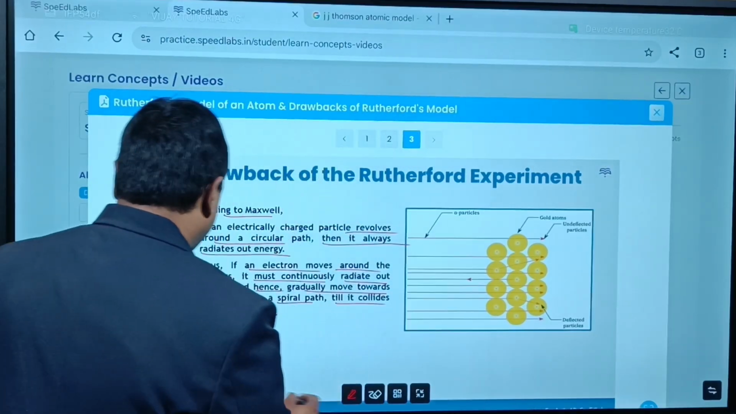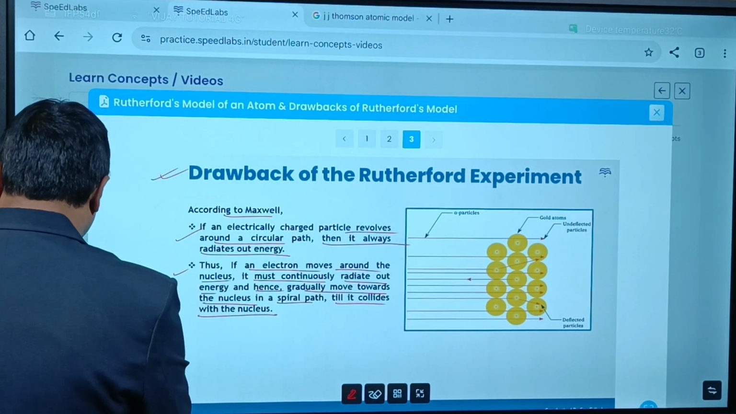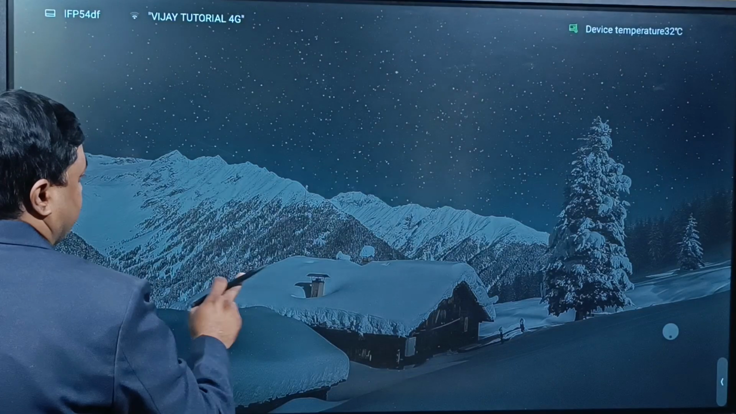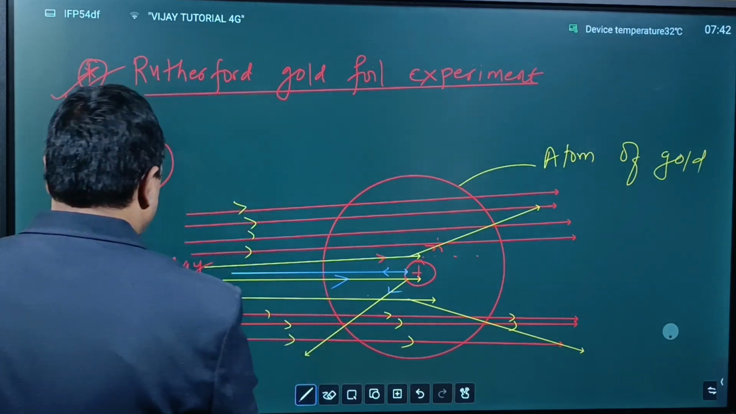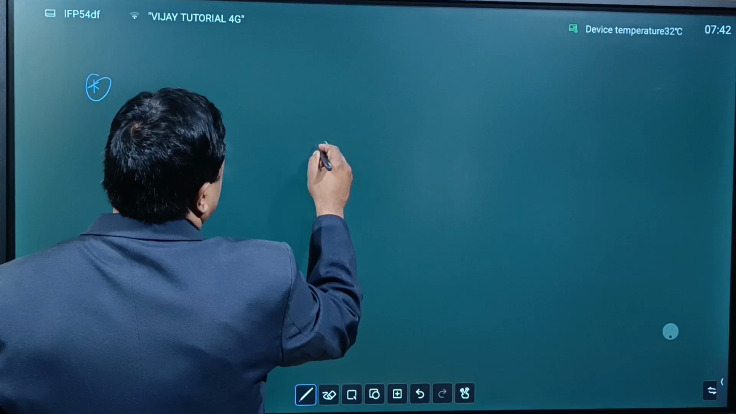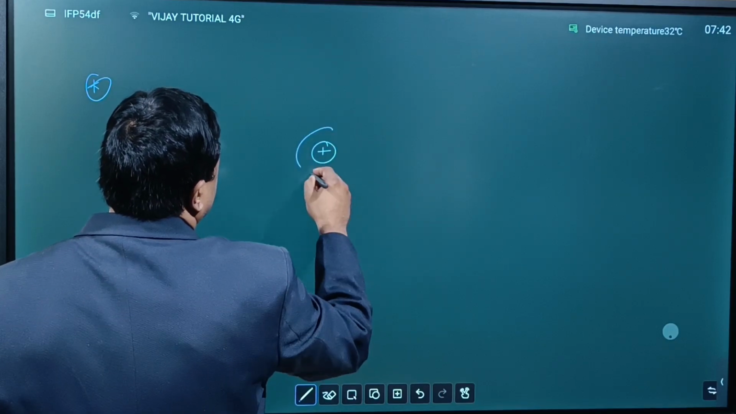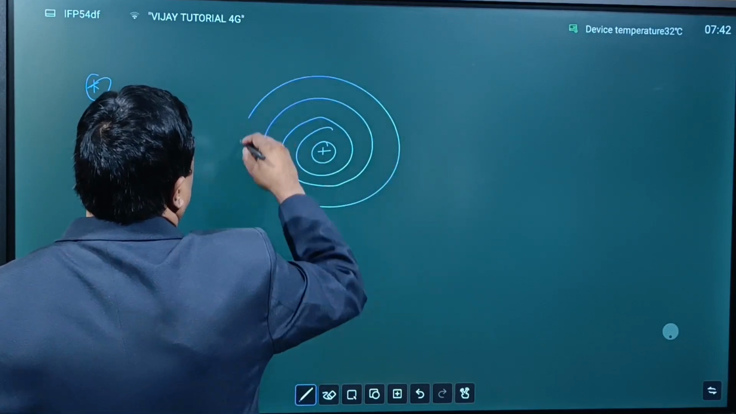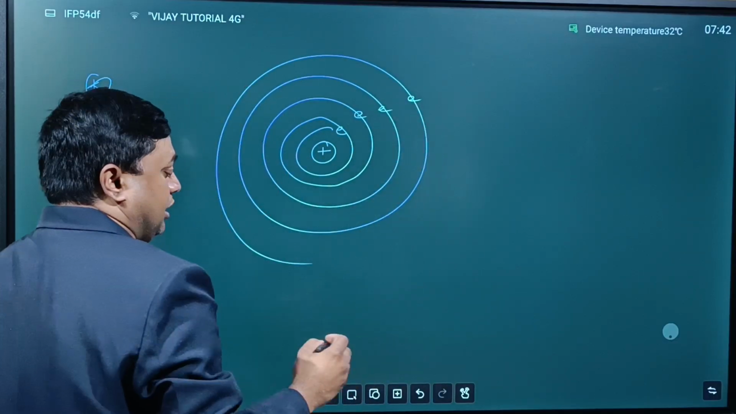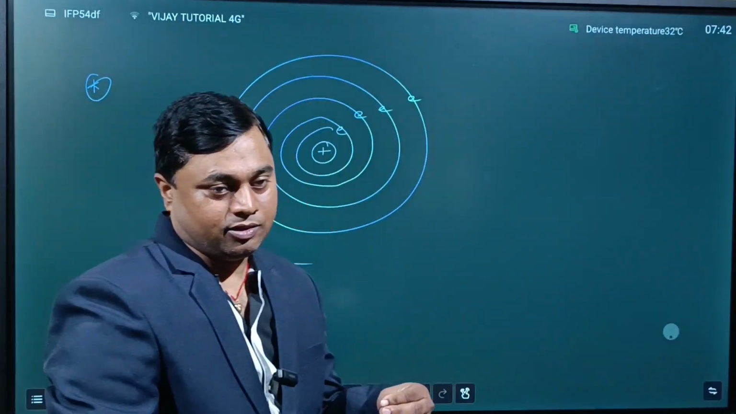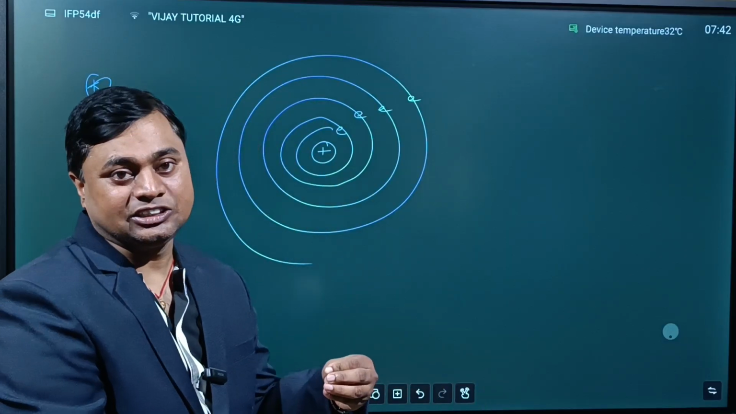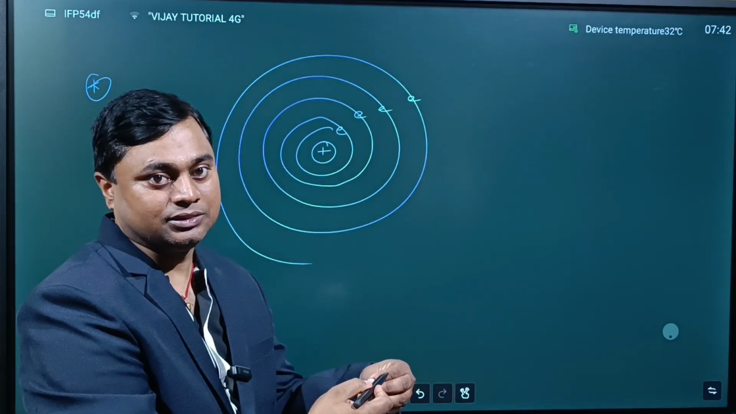Let's see what he told. Okay, try to understand. I'll explain to you. He told in his model of atom that atom contains nucleus, and electrons are revolving around the nucleus in circular path. Actually, if any particle is revolving around anything, let's take electrons revolving around the nucleus, it should lose energy or it should radiate energy, yes or no? And finally, it should collapse with the nucleus, yes or no?